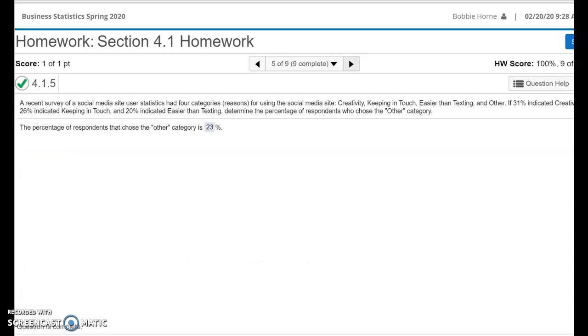Okay, for this question, it's basically asking you to use the rule of probability. Remember, probability should add up to 100%. So we have 31% in creativity, 26% in keeping in touch, 20% in easier than texting. So how much would be left to be in the other category? We already have 77%, so 100% minus 77 would leave 23%.